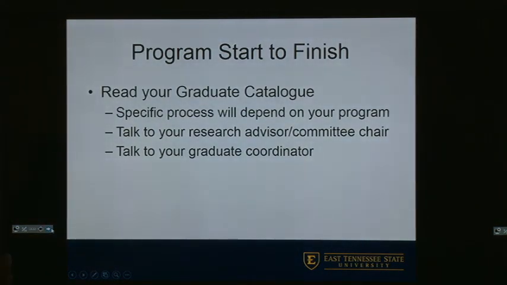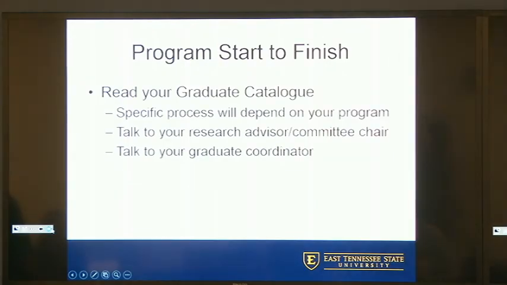So, what we're going to look at is preparing to start your thesis or dissertation, and what you need to do. Read your catalog. This will take you through your program from start to finish. Your catalog is the catalog year in which you started. You can move to later years, but not to earlier years. It will give you the specific process that depends on your program, on how to select a research advisor and or a committee. As always, our recommendation is talk to your graduate program coordinator. They will have the specifics for your program.